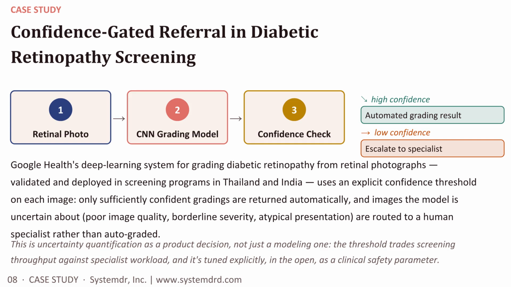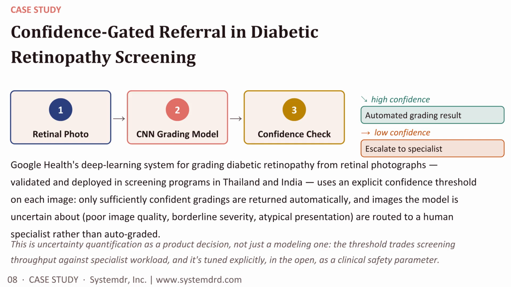This converts an abstract model uncertainty number into a concrete operational decision, trading off three things at once: screening throughput, how many patients get same-day automated results; specialist workload, how many images need expert review; and patient safety, avoiding false reassurance on a genuinely ambiguous image.